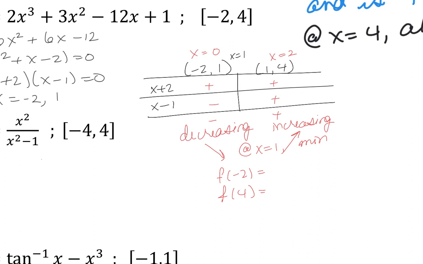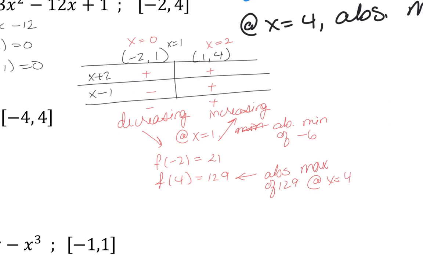And when I put in negative 2, I end up with 21 out. And when I put in 4, I end up with 129 out. So that tells me on this interval at x equals 1, I have an absolute. So if I put in 1, it is negative 6. So I should say absolute min of negative 6. And this tells me I have an absolute max of 129 at x is equal to 4. Because remember, when we talk about max and mins, they are the location, and they are not ordered pairs.